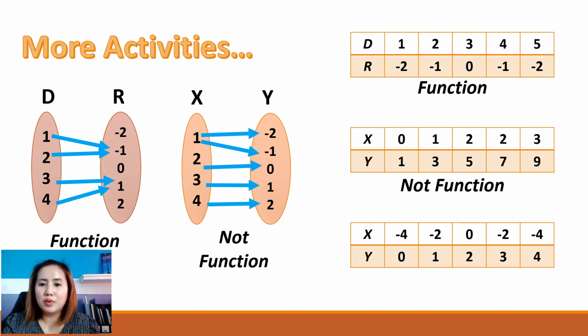For another table, you have -4, -2, 0, -2, and -4. And as you can see, there are two values that represent -2 and -4. And therefore, we can consider this as not function. So always remember that the elements in your x values should not be repeated.